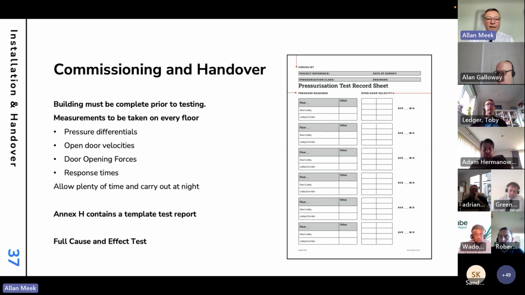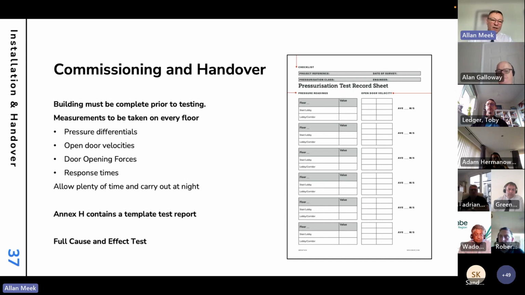So moving on to commissioning and handover, it takes a long time to commission a pressurization system. So one of the things I would suggest is that you try and get the process started as early as possible. But the problem is the building needs to be complete prior to carrying out testing, which means the finishings complete, carpets down, doors all on, and it being decorated and all finished. So it's very difficult to get enough time to do this properly.